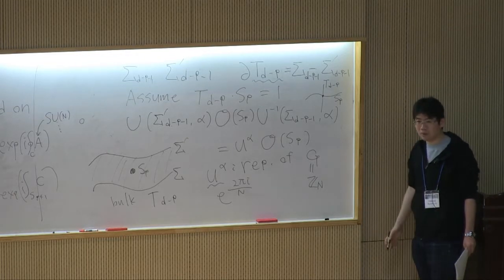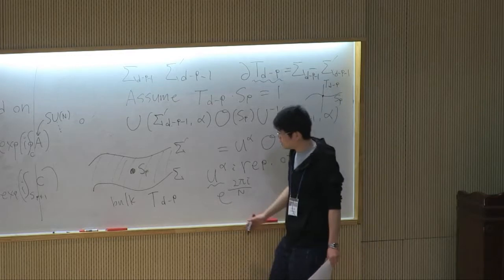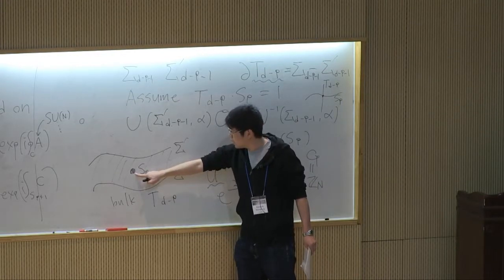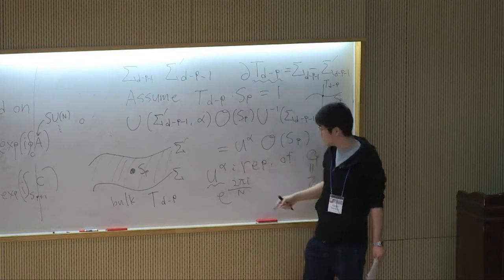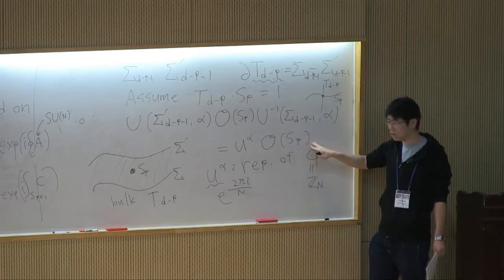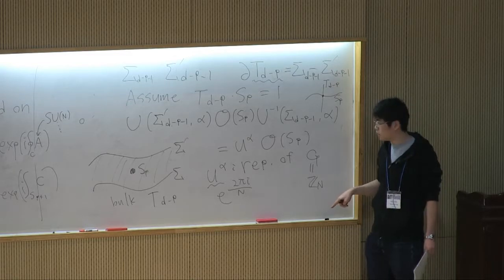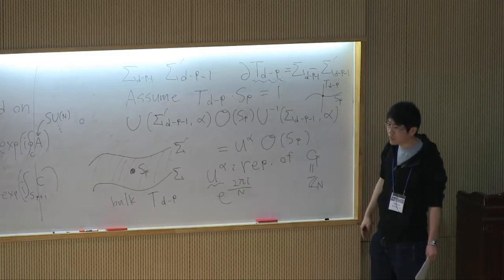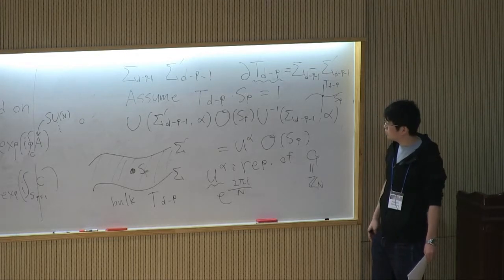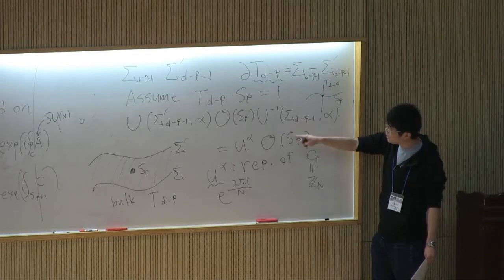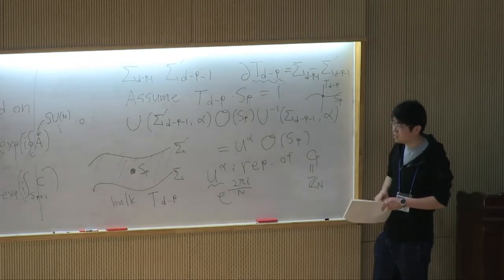So this must be also familiar in the case of zero-form symmetry. In the case of zero-form symmetry, this is just a local operator. Then if we sandwich a local operator by these symmetry operators, the operator transforms in a representation of the symmetry group. That is very familiar in the case of zero-form symmetry. And this is just a generalization of that situation to the higher form symmetry case. Geometrically it's a little bit complicated, but the essential idea is completely the same.